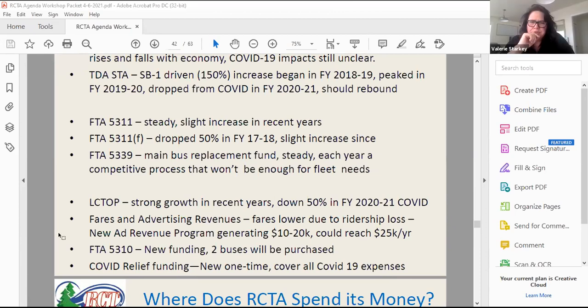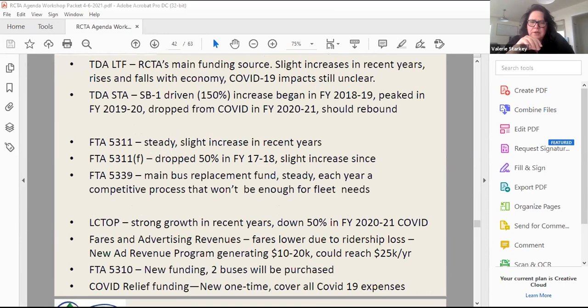I wanted to ask a really quick question. On the FTA 5339, my understanding of that was it's the main bus replacement fund, but Caltrans kind of sets how much they're going to say that bus will cost, and any increases that we want to do to that or any additions come out of the general fund. Is that correct? It's absolutely correct. Thank you, Val. I just wanted Ray to know that, because that was something that was shocking to me. And I just didn't want to think, oh, we've got this magic bus fund, when that's not necessarily entirely true.